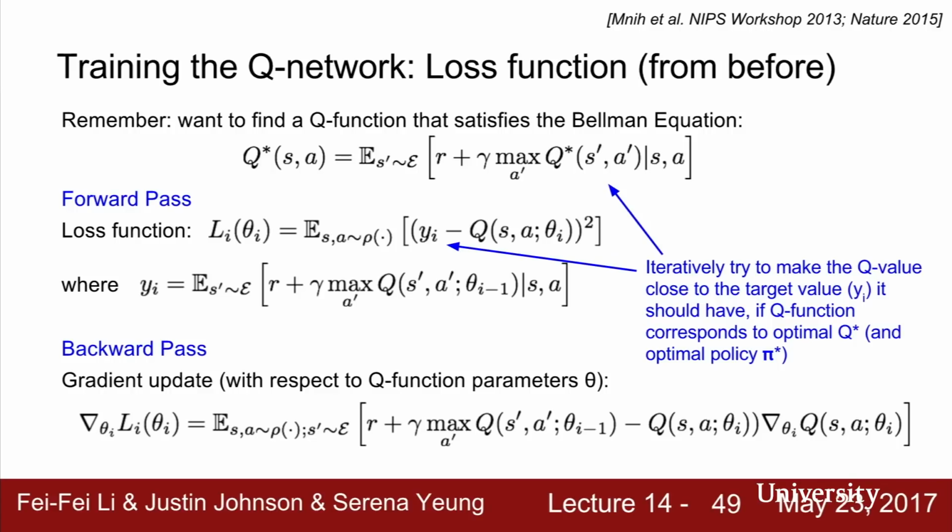And then in order to train this, we're just going to use our loss function from before. Remember, we're trying to enforce this Bellman equation. And so on our forward pass, we're going to try and iteratively make our Q value close to the target value that it should have. And then our backward pass is just directly taking the gradient of this loss function, and then taking a gradient step based on that.